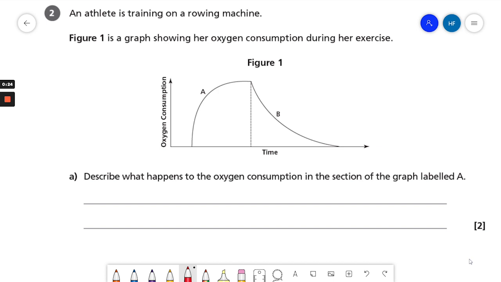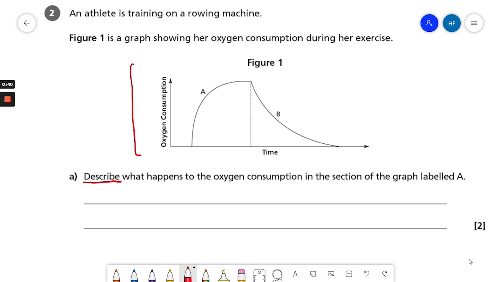Let's start by looking at the command word. And I can see the command word is here, and it's the word describe. So we're being asked to describe the changes in the oxygen consumption shown in this graph here.